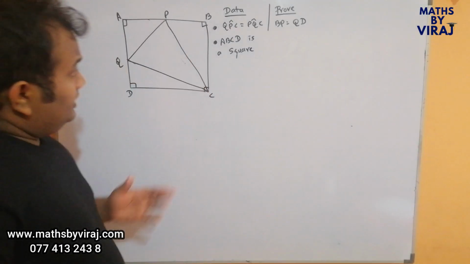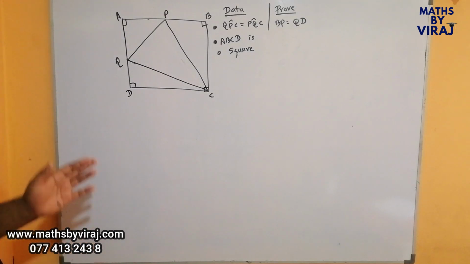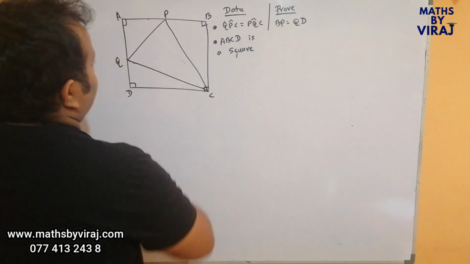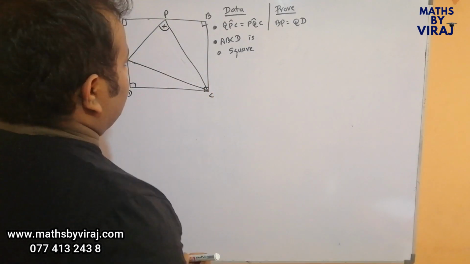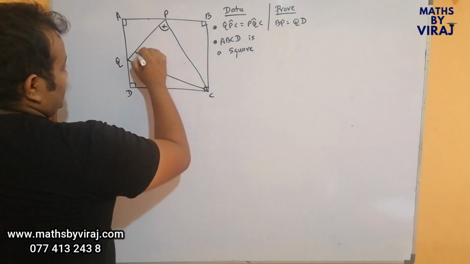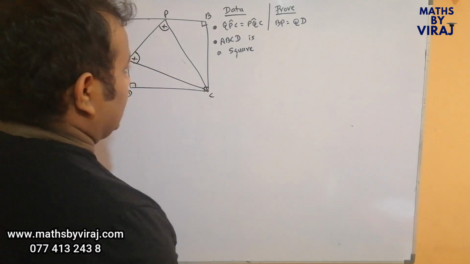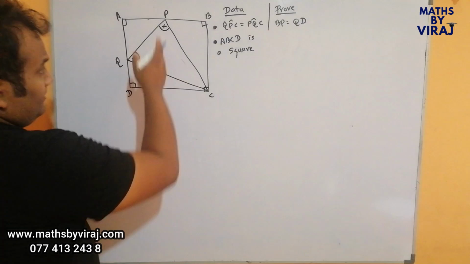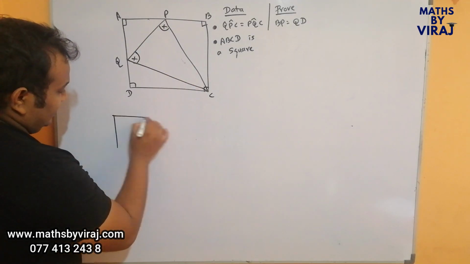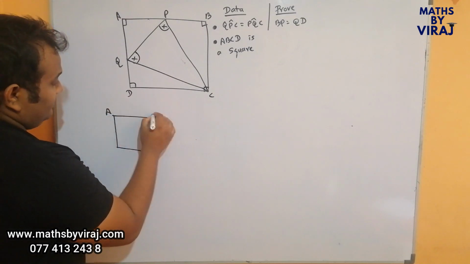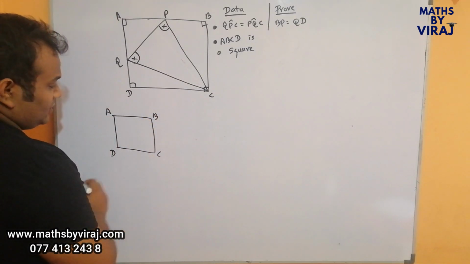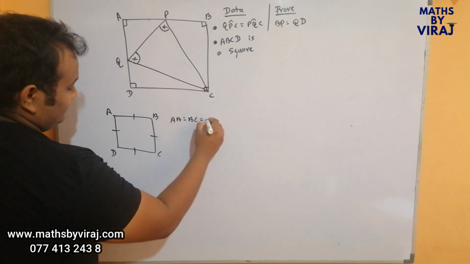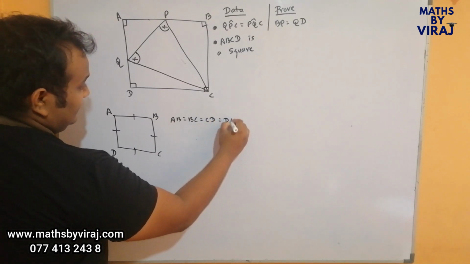Children, in this sum, it is given to us as data that angle QPC is equal to angle PQC. Right. So it is given to us that these two angles are equal, and also ABCD is a square. Right. Based on the given data, we can say that if ABCD is a square, then all the sides are equal in length. AB equals BC equals CD equals DA.